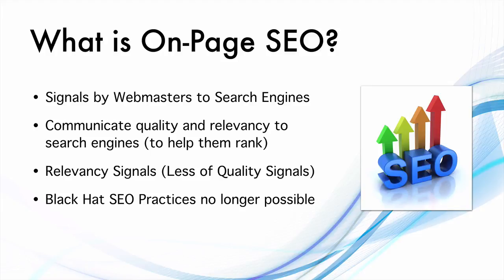So when you think about black hat SEO practices a few years back, let's say 5-10 years back, what webmasters used to do is that they used to lie to the search engines about the relevancy of their website or quality of their website. For example, one of the ways that search engines used to rank websites is to look at what are all the keywords present in the article.